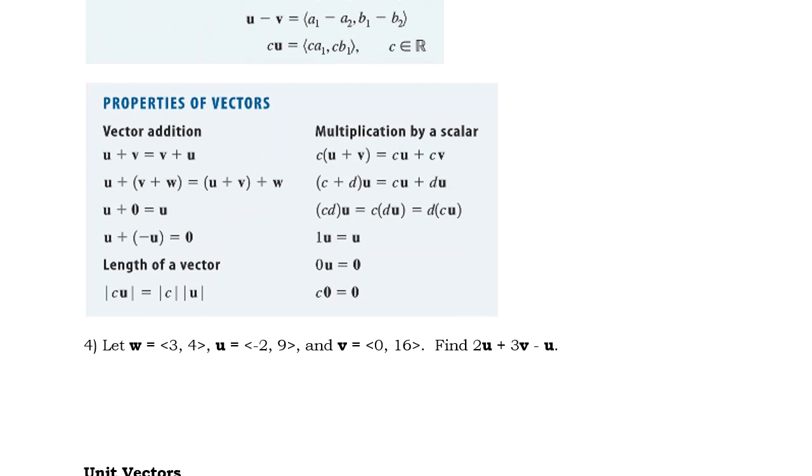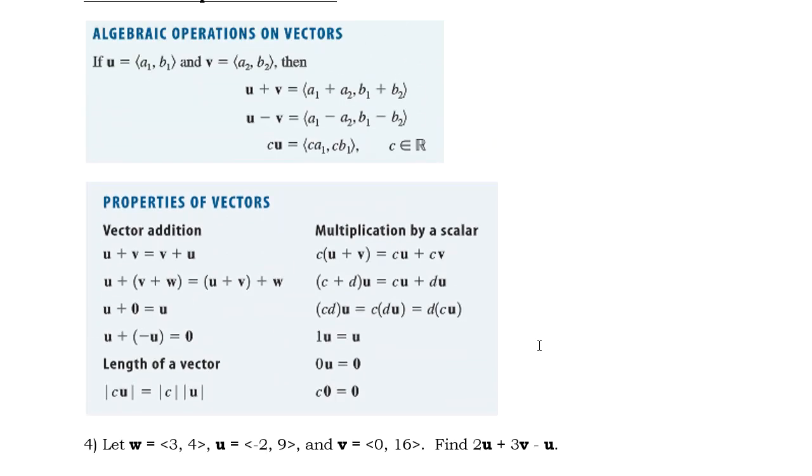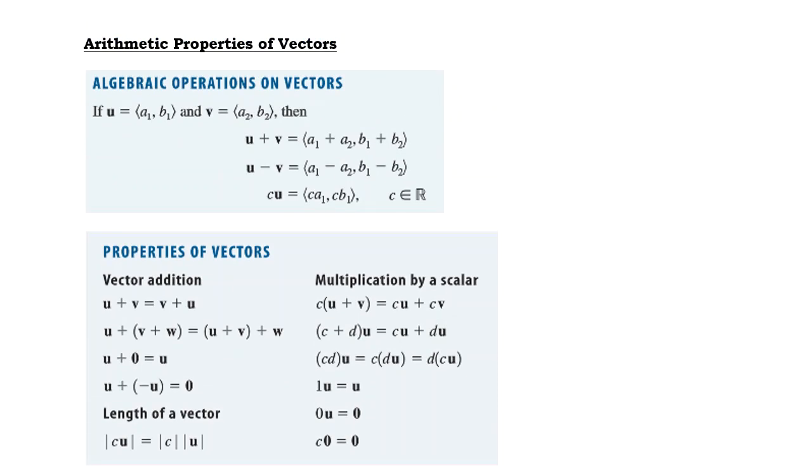We took a number and multiplied it into a vector. This is what we just did. If vector u is given by the components a sub 1, b sub 1, then c times vector u is c times a sub 1, c times b sub 1. Now, in this example, the variable c is being used to represent a real number. And in this context, we call c a scalar. A scalar just means some real number.